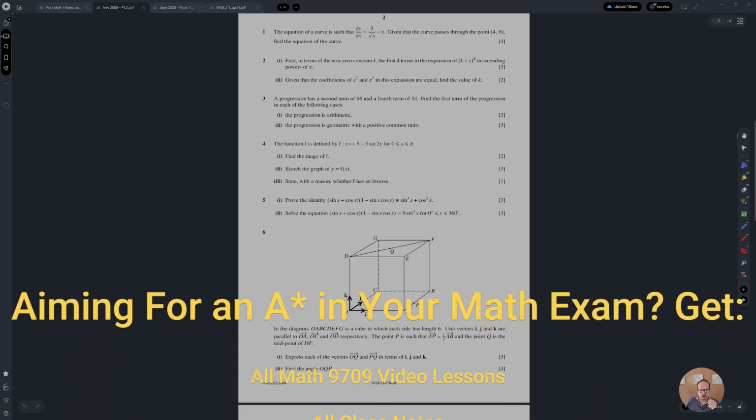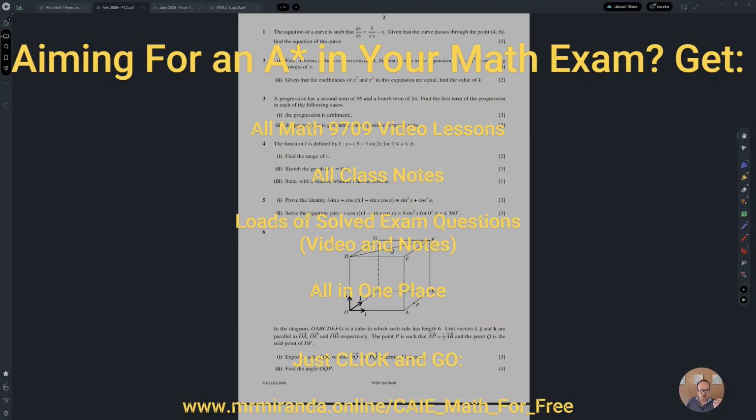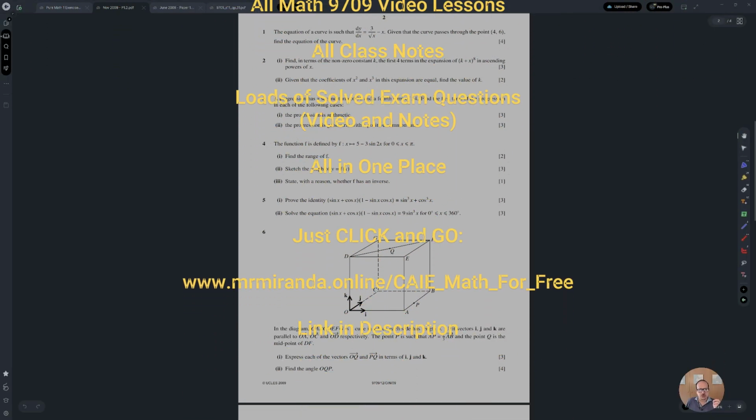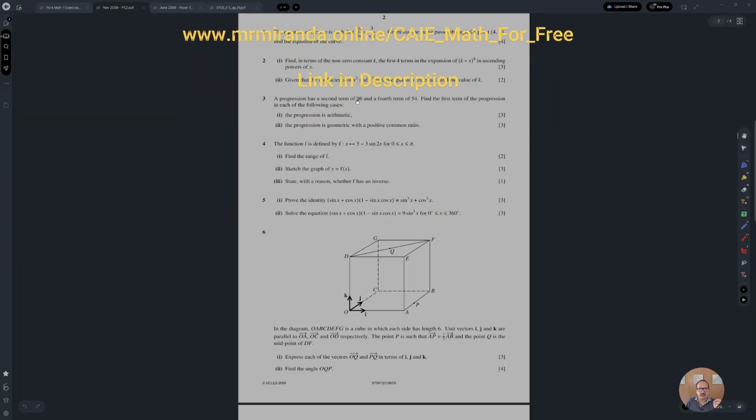The first one is from this October-November 2009 paper 12, and the question is this one, question 3. A progression has a second term of 96 and a fourth term of 54. So U2 equals 96, U4 equals 54. Find the first term, A, of the progression in each of the following cases: if the progression is arithmetic, or if the progression is geometric with a positive common ratio.